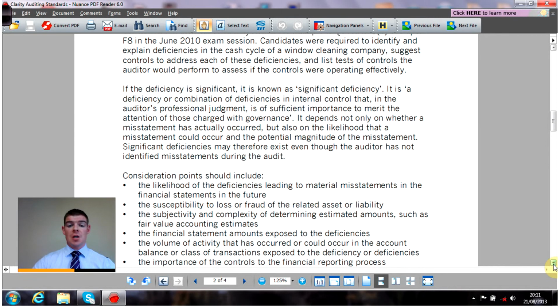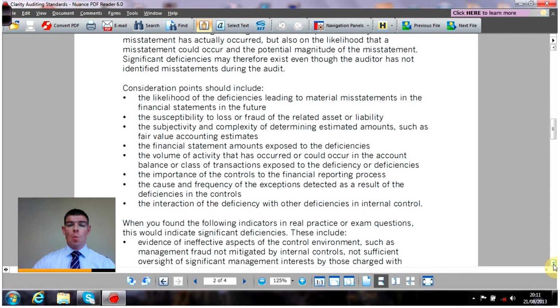Points that we should consider include whether the deficiency may lead to a material misstatement in the financial statements, not only in the current year, but perhaps in the future. The susceptibility that the misstatement may lead to loss or fraud within the organisation. Any impact on estimated amounts. Or, for example, the frequency of exceptions detected as a result of the deficiencies in the controls. What that means is how many misstatements actually arise throughout the audit, no matter how small.